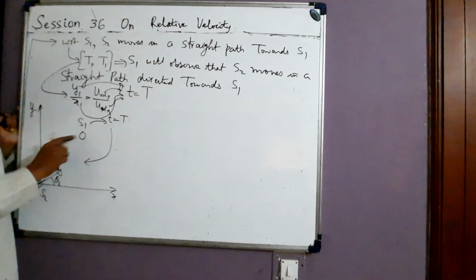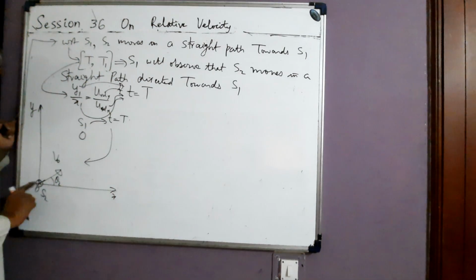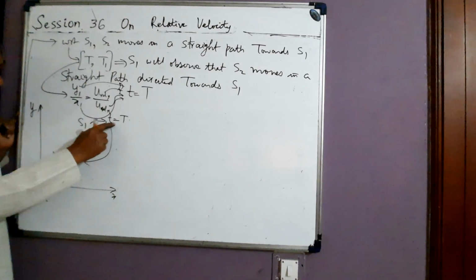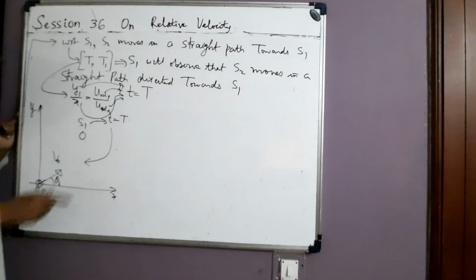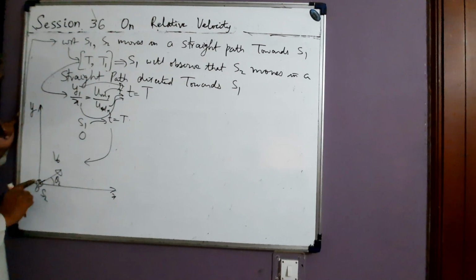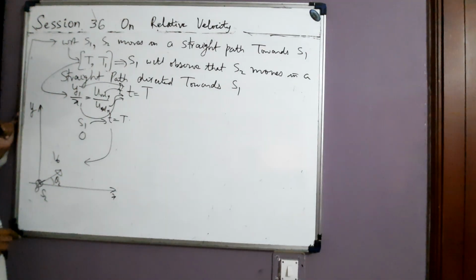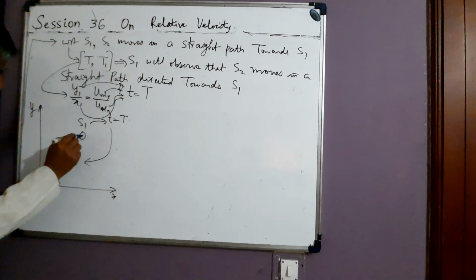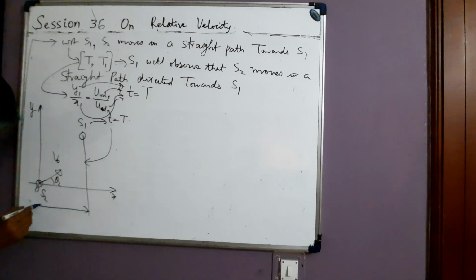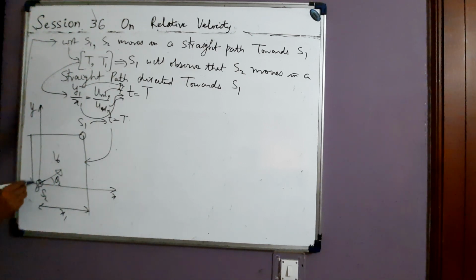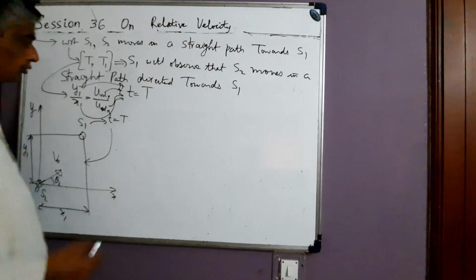At time 0 S1 was fired from here, O. As time passes, at t equal to capital T, S1 is here. At t equal to capital T, S2 is just fired from here, with speed v0 at angle theta 2. So the horizontal separation between these two shells at time capital T is x1. The vertical separation between the two shells is y1. Now how to find this x1?